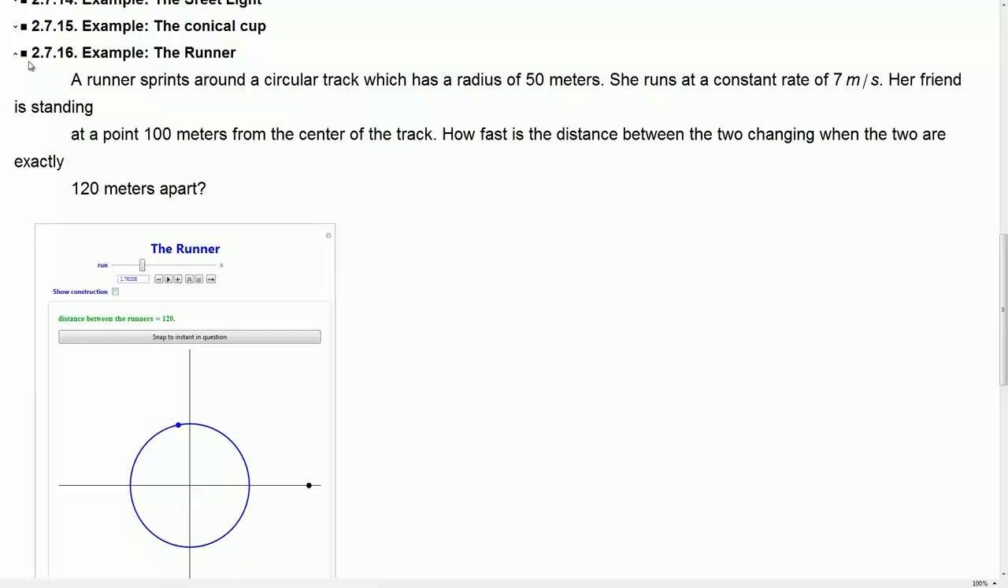The runner. All right, let me fix this text here a little bit. Kind of got cut off.